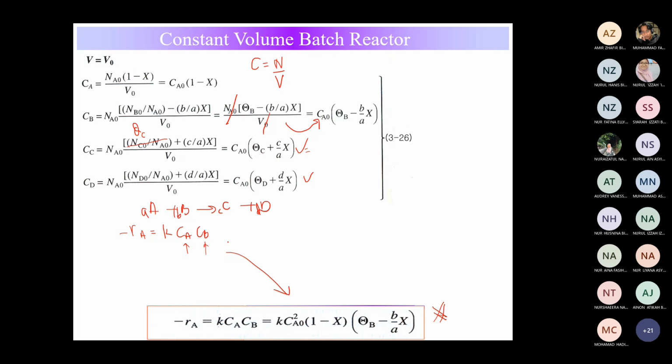So you just substitute this one. Okay, so we have a k here. Alright, what is CA? CA is this one, CA naught (1 minus X), and we have CB. What is CB? Alright, CB is CA naught theta B over B times X. Okay, that's why you have k CA squared, you multiply this one. Alright, and then we have 1 over 1 minus X and theta B minus (b/a) X. Okay, so this is the equation.